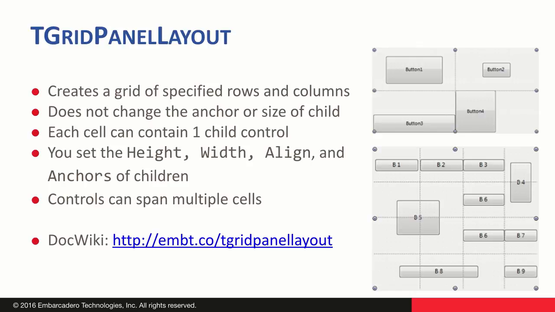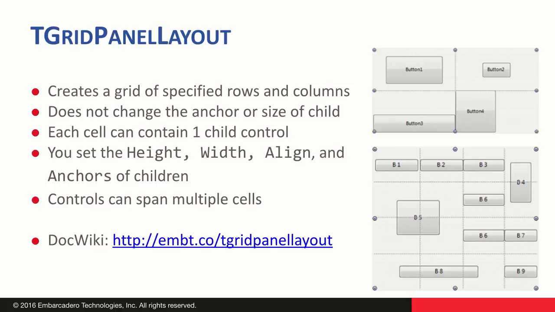Grid panel layout. Now the grid panel layout is similar, but not exactly the same. The grid panel creates a grid of the specified numbers of rows and columns. So in the grid layout, you say what size the items are, and you just throw them in there, and they'll fill it up. In the grid panel, you say, I want this many columns and this many rows, and you can put controls down, and those controls can be in one cell. Each cell can contain one control, or the control can span multiple cells.